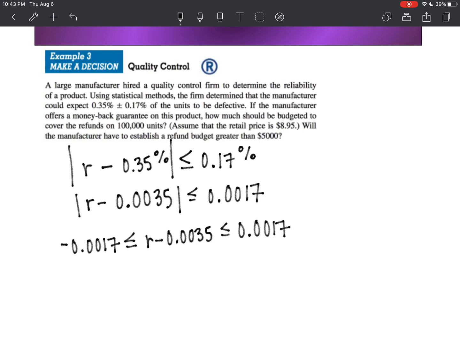We're going to add the 0.0035, giving us 0.0018 is less than or equal to R, which is your rate, is less than or equal to 0.0052. If the manufacturer offers a money-back guarantee on this product, how much should be budgeted to cover the refunds on 100,000 units? So we can expect a defective rate between 0.0018 and 0.0052. So that would be your 0.35% plus or minus 0.17%. That's our rate of defect.